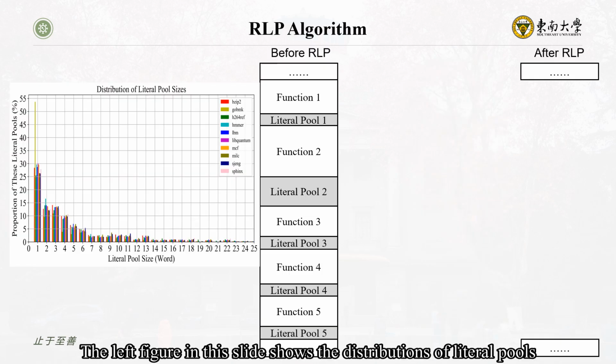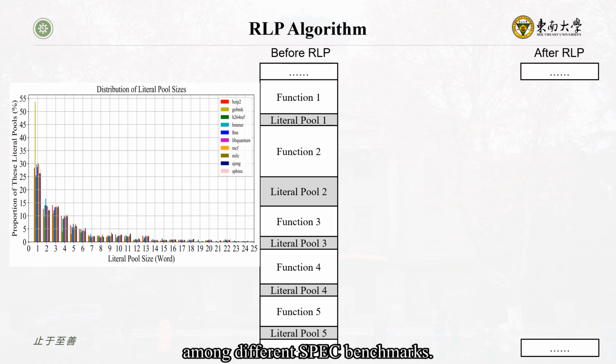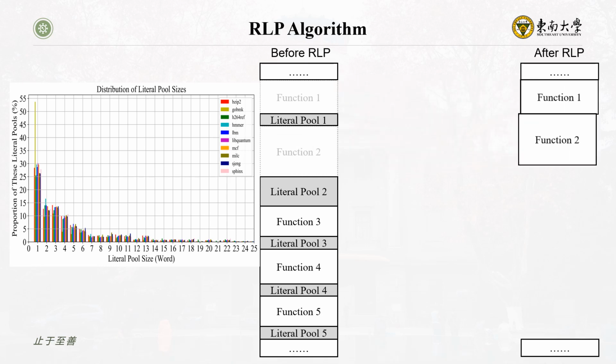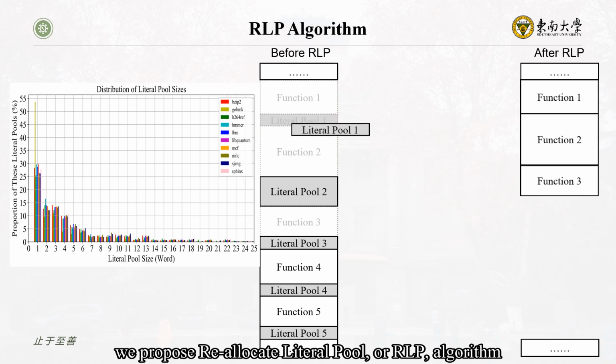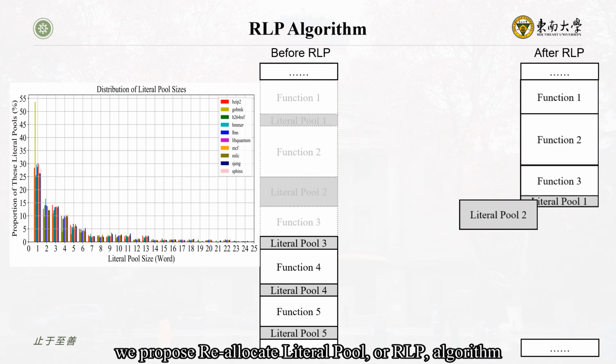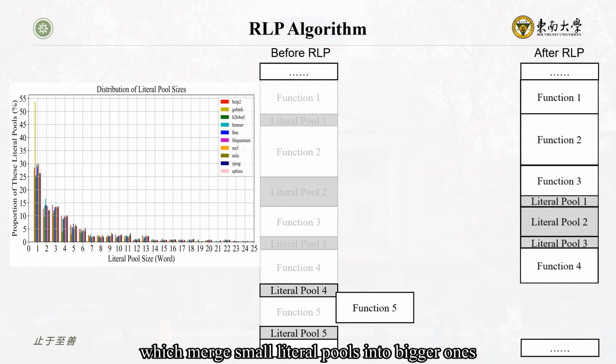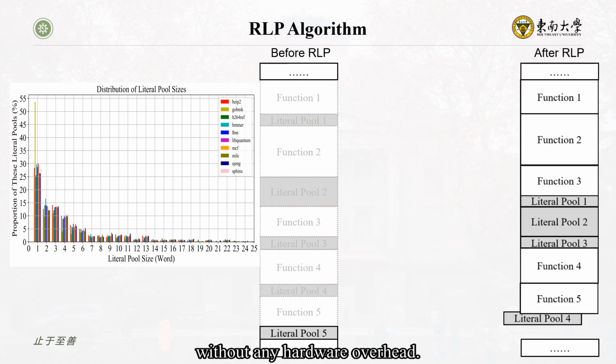The left figure in this slide shows the distributions of literal pools among different benchmarks. As we can find, most literal pools are smaller than a cache line size, which makes the code segment fragmented. To mitigate the aforementioned influence caused by literal pools, in this paper we propose the reallocate literal pool, or RLP, algorithm, which merges small literal pools into bigger ones without any hardware overhead.